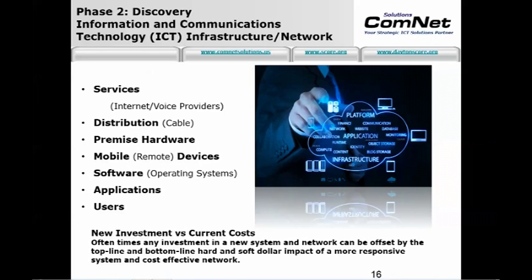And oftentimes any investment in a new system and network can be offset by top line and bottom line hard and soft dollar impact of a more responsive, cost-effective network. And one of the reasons for that is the new pricing models. You don't buy equipment anymore. You basically invest in software licenses. So many times, if you do an effective evaluation, we can provide a system and a network that's much more responsive, that can generate cost savings at much reduced cost over your current network.